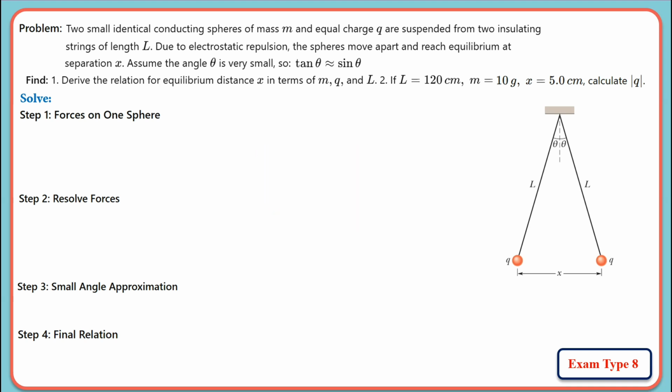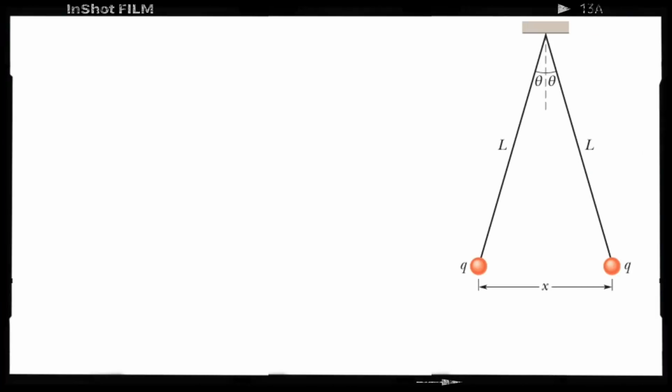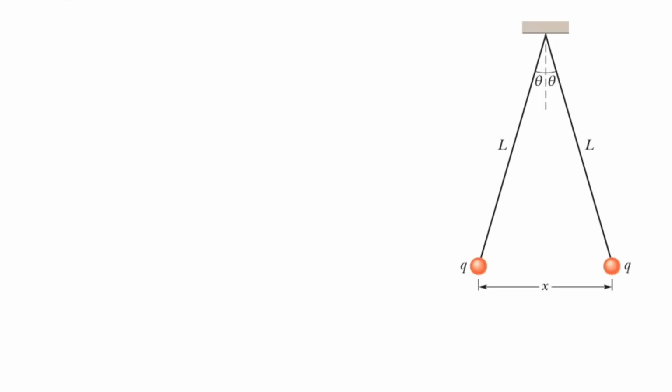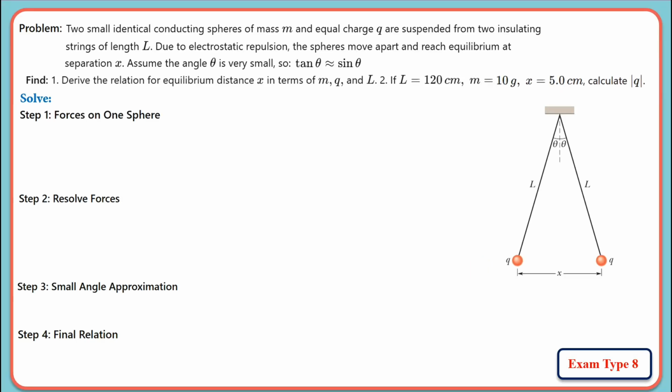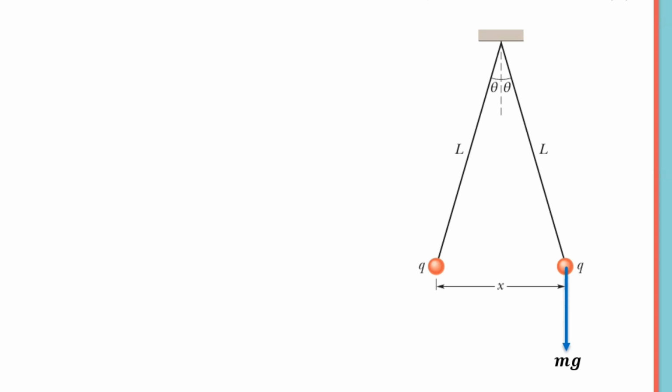Now let's begin. This is a very popular problem that combines electrostatic force with equilibrium. Two identical charged spheres are suspended by strings, and because of electrostatic repulsion, they move apart until equilibrium is reached. We need to derive the equation for the separation distance x. Step 1. Let's analyze one sphere. There are three forces acting on it: weight downward, tension along the string, and electrostatic force outward.